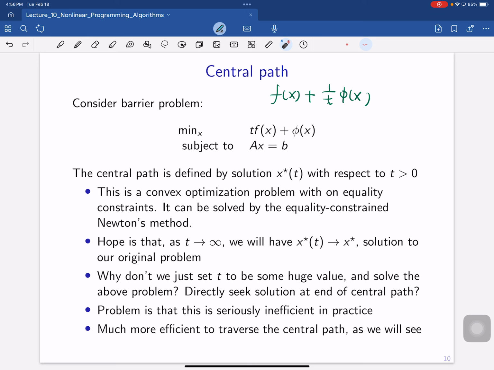In practice, in this algorithm implementation, you will gradually increase t. We won't start from t going to infinity, because that will cause a lot of numerical issues. So in practice, what people find is we start with a small t, solve the problem, then gradually increase t and solve that problem.